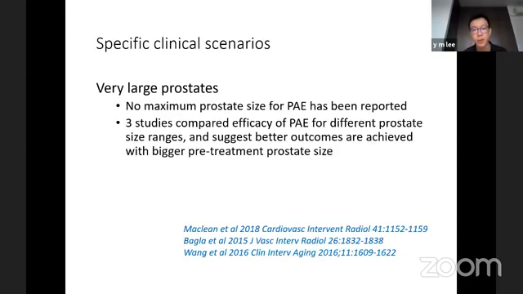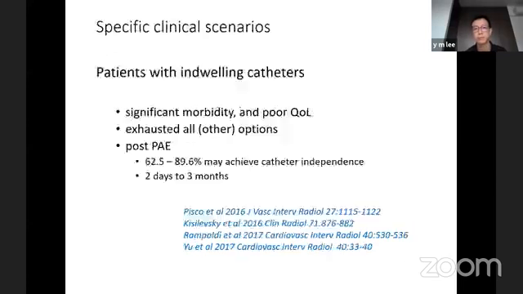And for very large prostates, I would say in comparison with some of the other minimally invasive procedures, there is actually no maximum size that PAE has been shown to be limited by. There are some reports of prostates up to 250, 300 cc that have been treated with PAE. And interestingly, there were several studies that compared the efficacy of PAE across different prostate sizes, and it shows that better outcomes are achieved with the bigger pre-treatment prostate size.